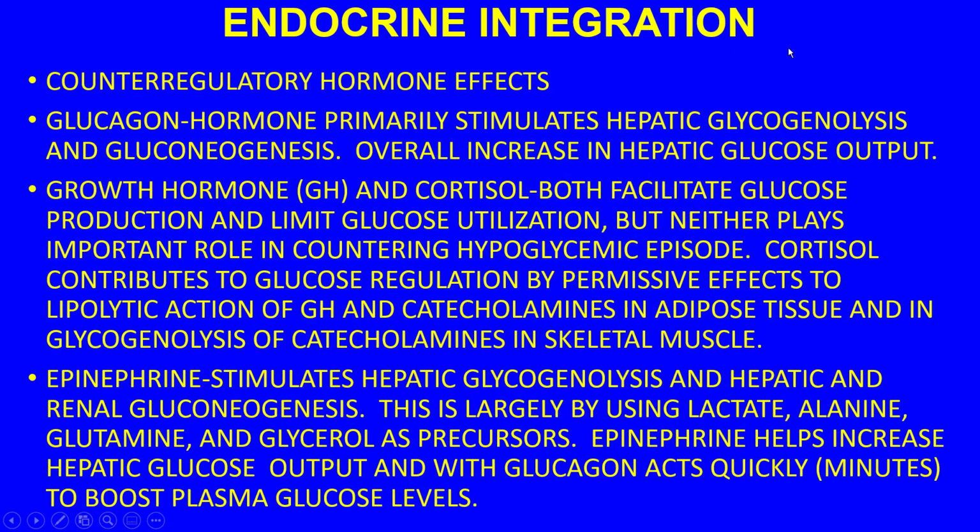Now, what about counter-regulatory hormone effects? Glucagon, this is the hormone that primarily stimulates hepatic glycogenolysis and gluconeogenesis. What's the overall? Overall, you're going to have this increase in hepatic glucose output. Growth hormone and cortisol, both of them will facilitate glucose production and limit glucose utilization, but neither plays important roles in countering hypoglycemic episodes. All right.